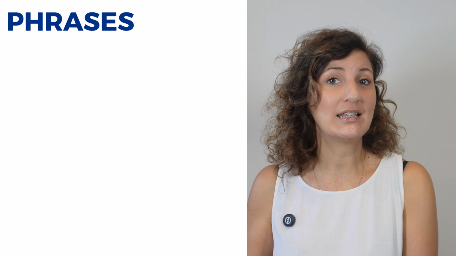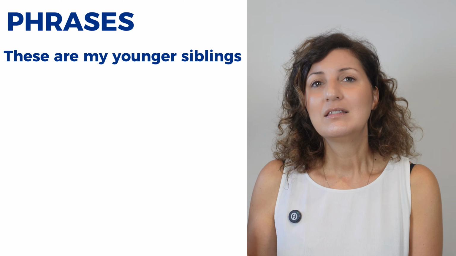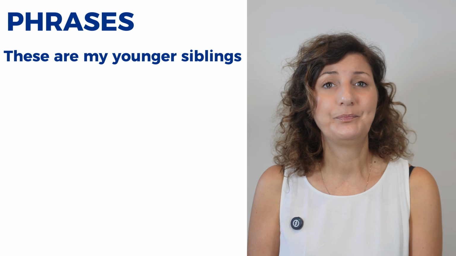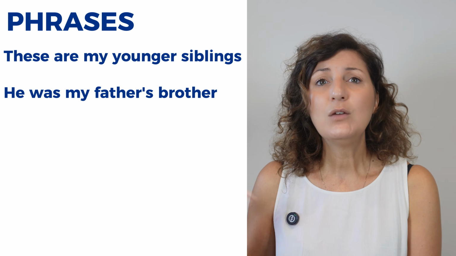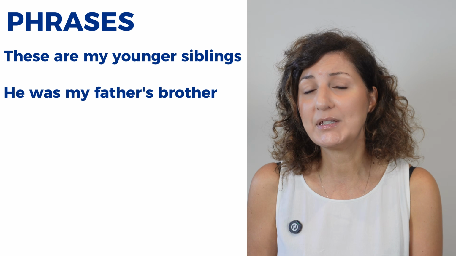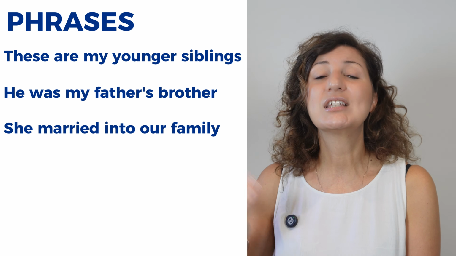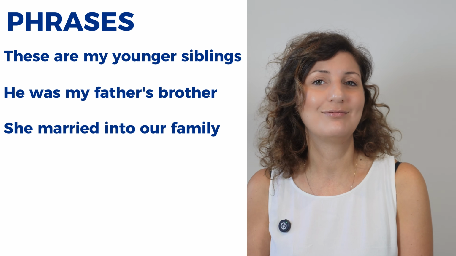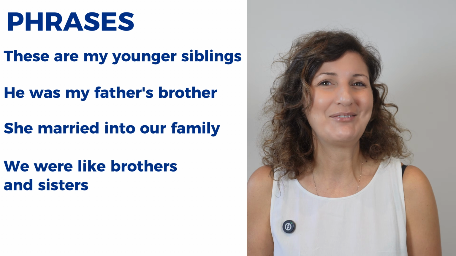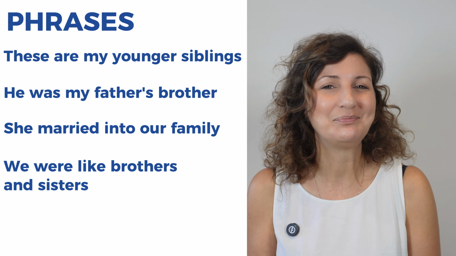Key family phrases. These are my younger siblings. This is a sentence used to introduce your brothers and sisters. He was my father's brother, to explain family relationships. She married into our family, to describe family by marriage. We were like brothers and sisters, to describe close family relationships.